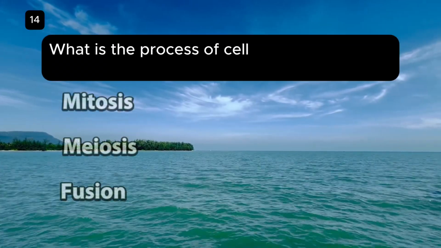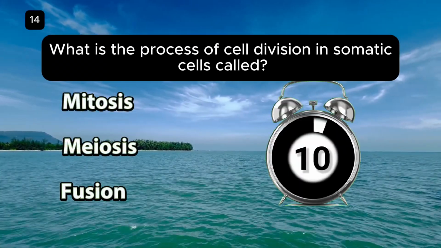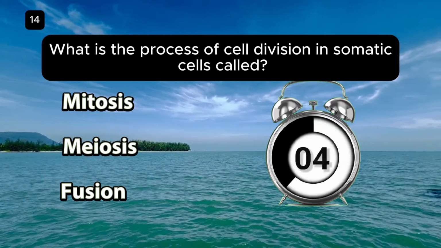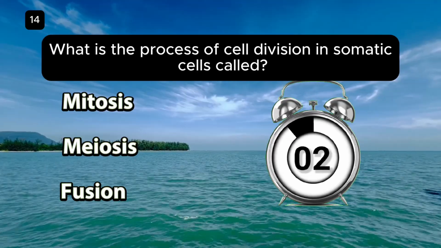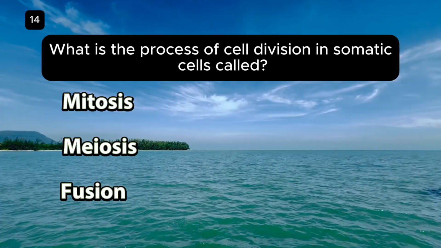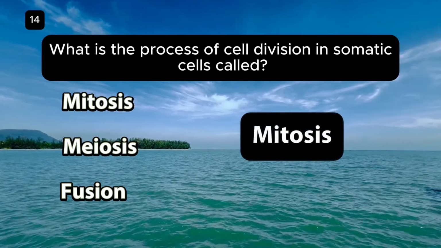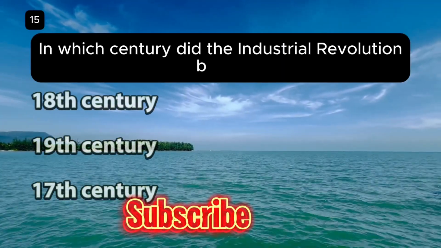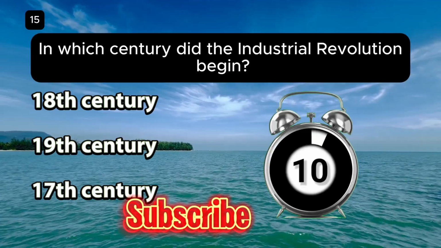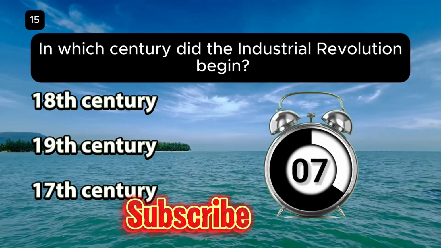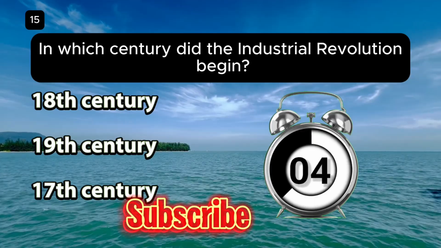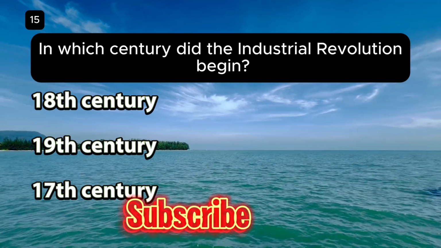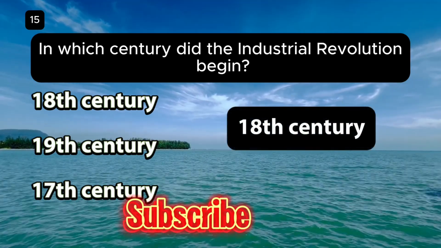What is the process of cell division in somatic cells called? And the correct answer is mitosis. In which century did the Industrial Revolution begin? The answer is 18th century.